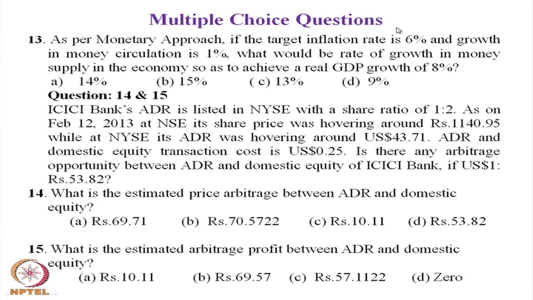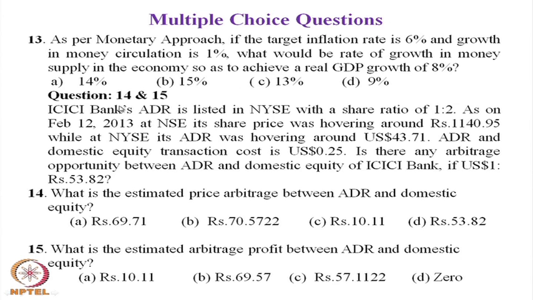So, the money supply growth is inflation plus the real growth rate minus the velocity of money circulation. Here 8 plus 6 is 14, minus 1% circulation, velocity of money, which is 1%. So, 13% is the money supply growth rate in the economy. So, question number 13, answer is C.